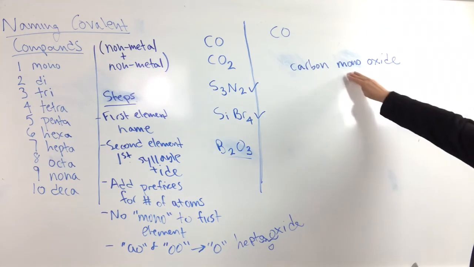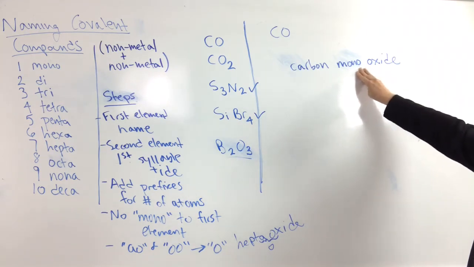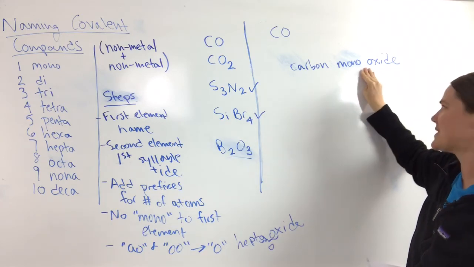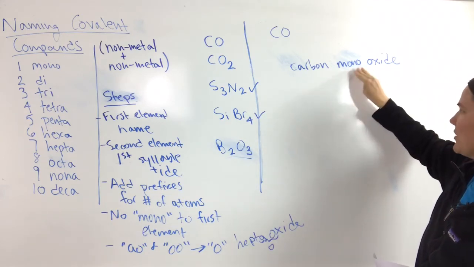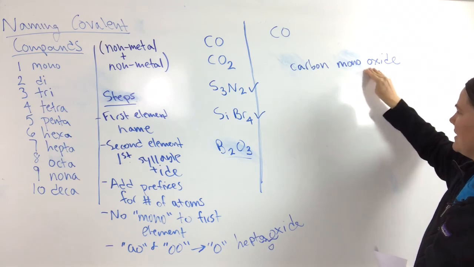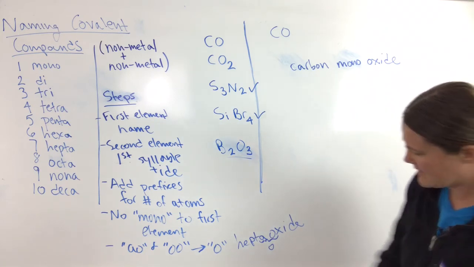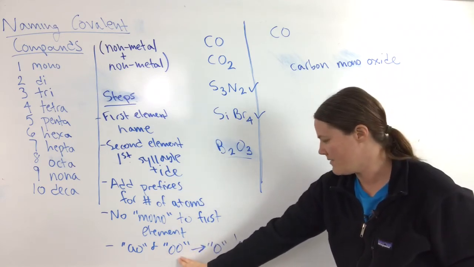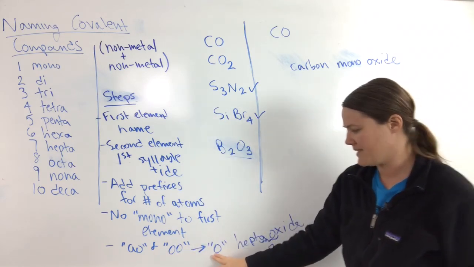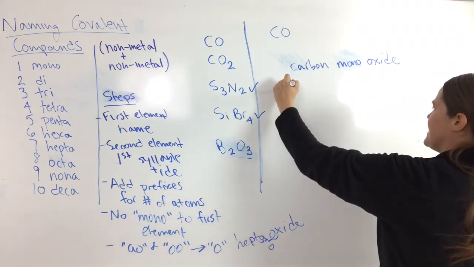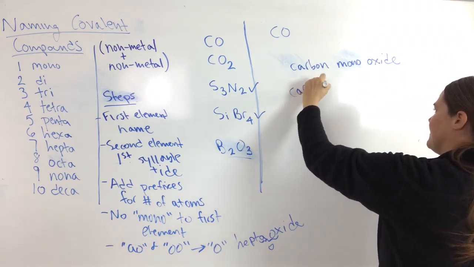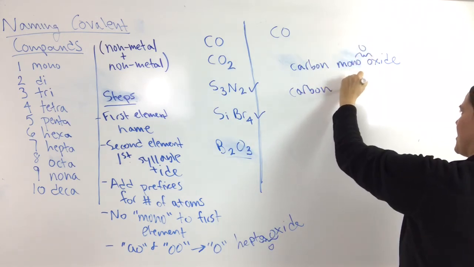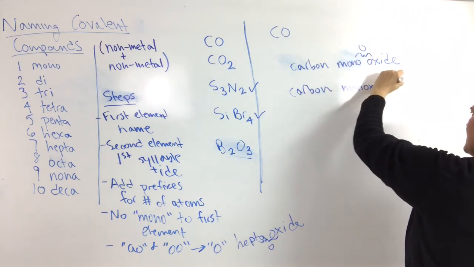oxide. Okay, so now we have this case where we have two O's next to each other when we wrote the prefix on this atom's name. The rule for this is if we have an AO or if we have OO, that becomes an O. So in this case, this OO is going to become an O. So this is going to be carbon monoxide.